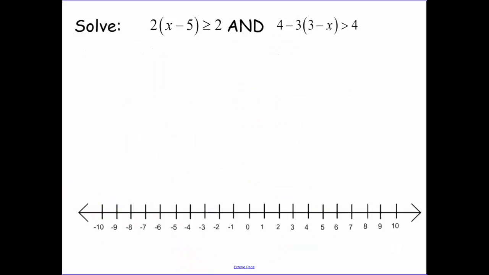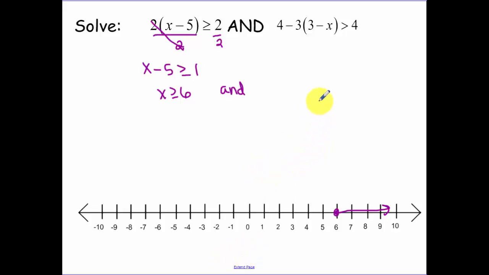So, some examples involving these special cases. Solve the inequalities like you normally would. Since the 2 is being multiplied, we can divide it by both sides, and we get x minus 5 greater than or equal to 1. We add 5 to both sides, so x is greater than or equal to 6. Remember, this is an and statement, so I need to think about what possibilities make both true. So I'm greater than or equal to 6, right there.